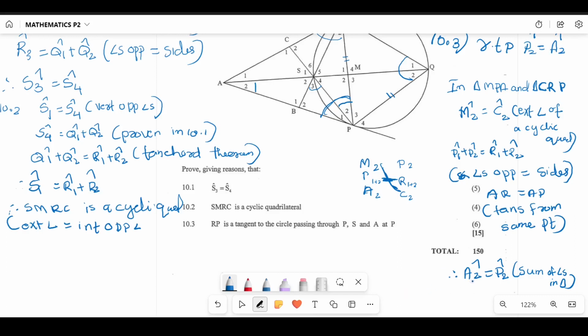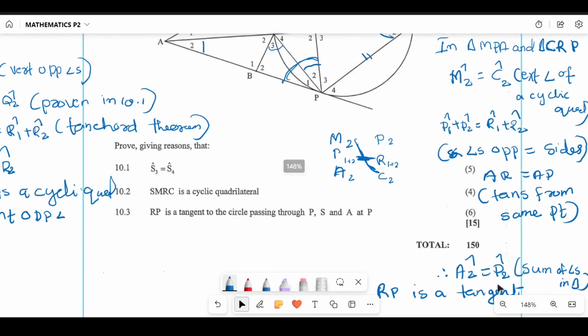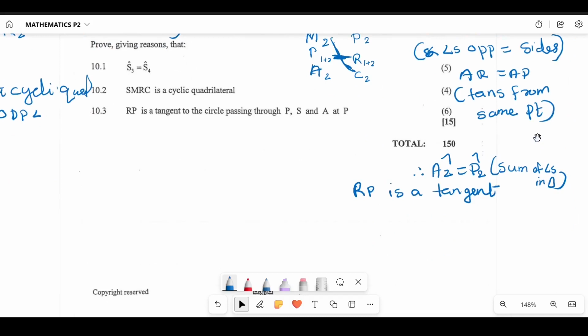So we are proving that A2 and P2 are equal, so RP is a tangent. The reason is converse tan chord theorem. So that is the last question in this question paper.